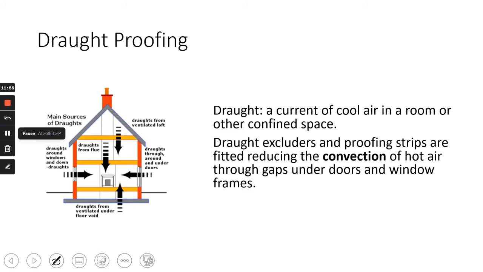Draught proofing is the next type of insulation we can install in the house to reduce heat energy lost. So first, let's talk about what a draught is. A draught is a current of cool air in a room or in other confined spaces, therefore causing convection currents and heat energy loss. However, we can install draught excluders or proofing strips and put them between the gaps under the doors and window frames to stop this cold air coming in and therefore stopping convection. So draught proofing stops heat energy loss by convection.